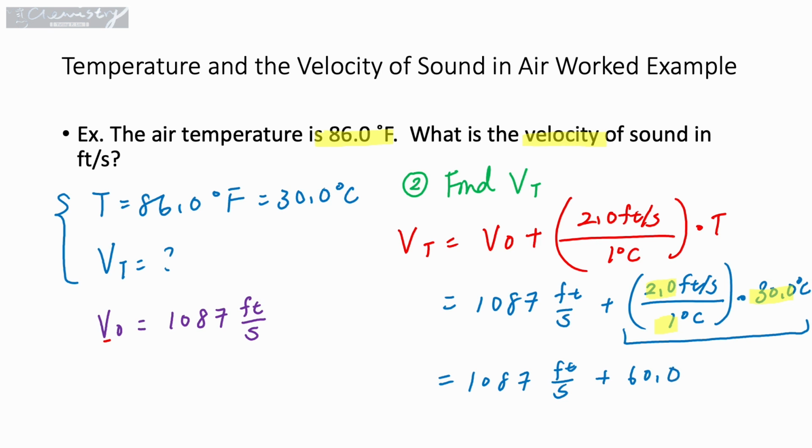And the units, you can see that the degree Celsius and the degree Celsius cancel out. That's why we had to convert it. And what is left is feet per second. And after adding them up, it is going to be 1147 feet per second. And this is the unit that the question is looking for. And we see there's no excess units going on. So that means that we did it right.